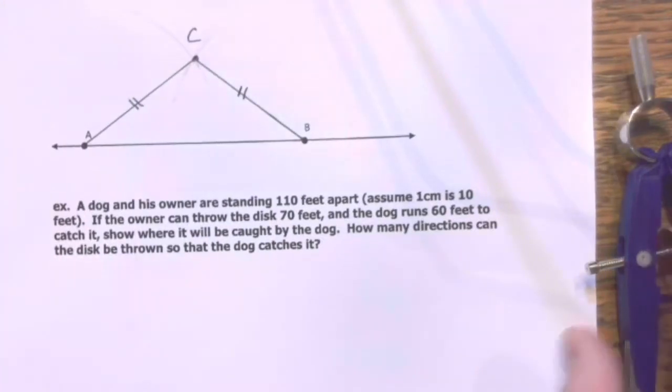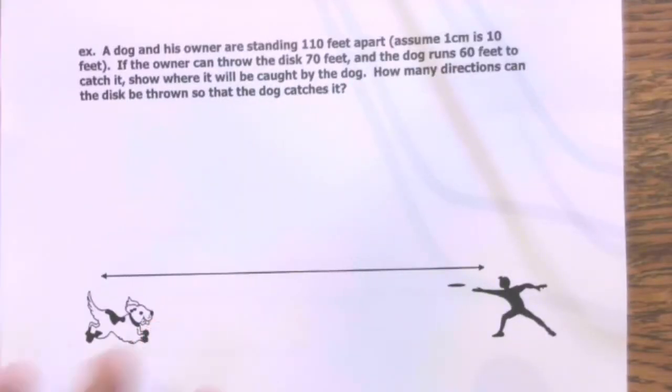All right, this is just like the front of the packet. A dog and his owner are standing 110 feet apart. We assume that 1 centimeter is 10 feet. If the owner can throw the disc 70 feet and the dog runs 60 feet to catch it, show where it will be caught by the dog. And then we'll do the second part in a second.